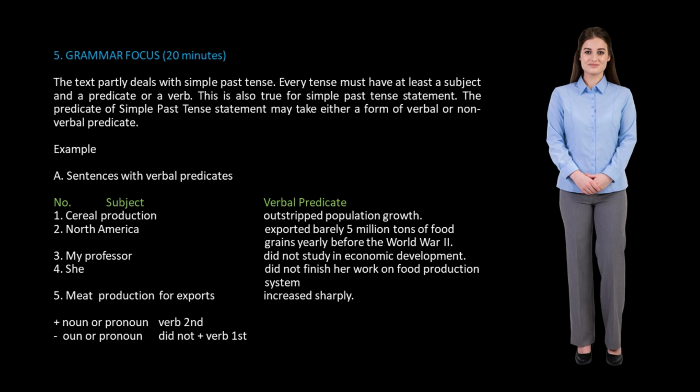Example: A. Sentences with verbal predicates. 1. Cereal production outstripped population growth. 2. North America exported barely 5 million tons of food grains yearly before the World War II. 3. My professor did not study in economic development. 4. She did not finish her work on food production system. 5. Meat production for exports increased sharply.